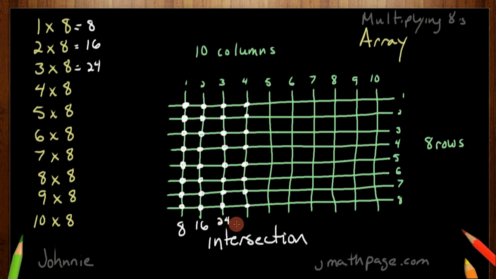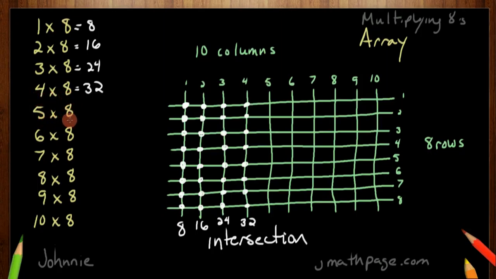So I had 24, let's add them on. 24, 25, 26, 27, 28, 29, 30, 31, 32. Okay, so 4 times 8 equals 32. Well, we have 32 intersections when we have 4 columns and 8 rows.